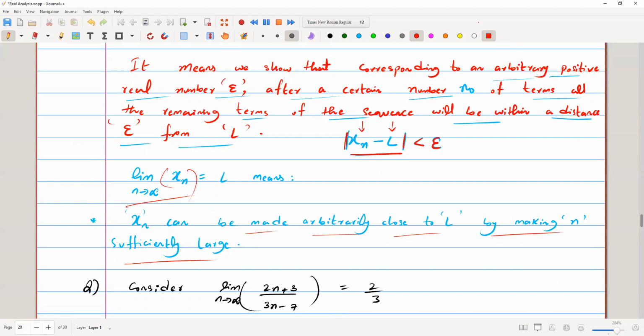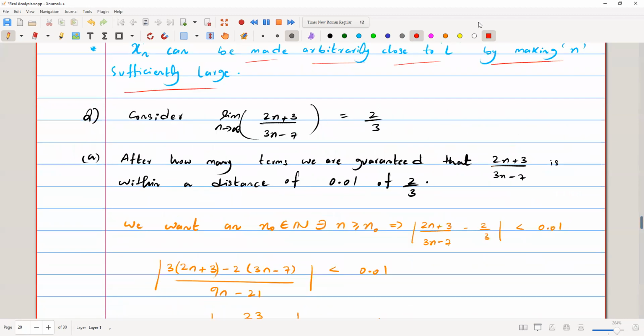Okay, so now consider an example: the limit as n tends to infinity of (2n + 3)/(3n - 7) equals 2/3. We are claiming that the limit of this sequence is 2/3.